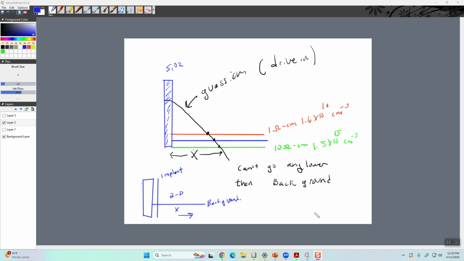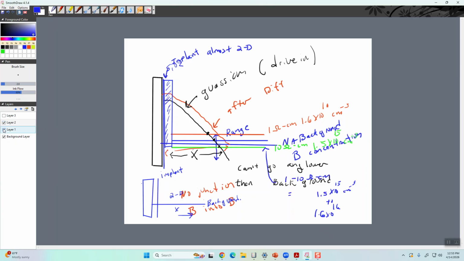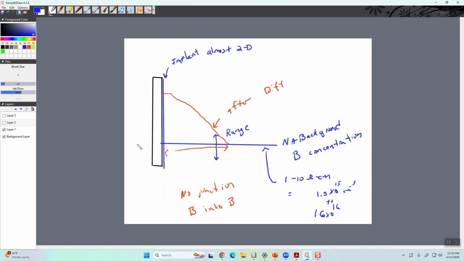All right, we're going to talk about driving today. So we have a silicon wafer. All right, this is just one dimensional. This is the top of the wafer. This is going down. That's X. This would represent the silicon dioxide.